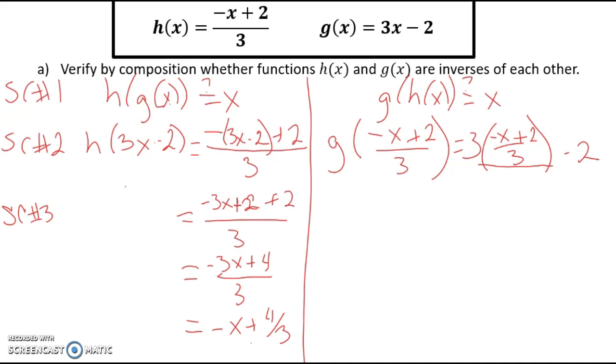And now I can simplify. Again, I'm going to distribute. Be careful that you're not distributing to the top and bottom, only the top. So now I have negative 3x plus 6 over 3 minus 2. There's nothing left on top of the division that I can simplify, so I'll divide, giving me negative x plus 2 minus 2. The plus 2 and minus 2 end up canceling each other out, leaving me at negative x.